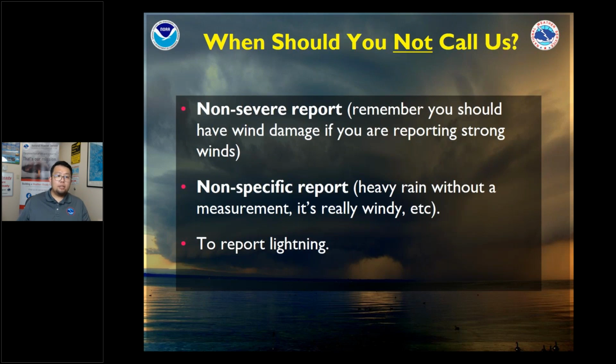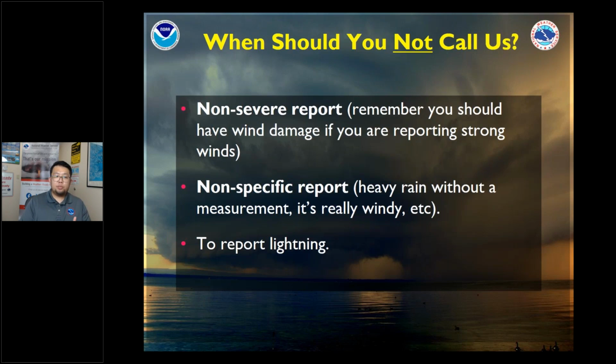When should you not call us? Well, anytime there's not severe weather. Remember, you need to have wind damage if you're reporting strong winds. Don't just say, hey, it's a little gusty today. Let me know if something's actually being damaged. Are there branches falling? Or was there damage to a tree? Or was there damage to a house? Let us know about damage.